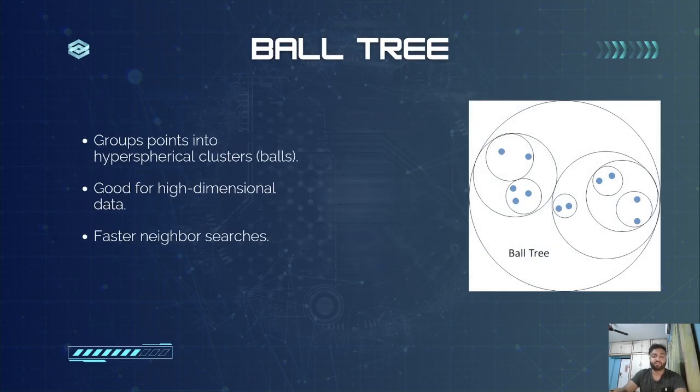Now, instead of splitting the feature space along dimensions, a ball tree groups nearby points into hyperspherical clusters called balls. Each node of the tree represents a ball that encloses a subset of points. When searching for neighbors, we can quickly eliminate entire balls that are too far away. Ball trees are often preferred over KD trees when the number of dimensions is high, as they handle the curse of dimensionality better. In both cases, these clever structures make KNN a lot more scalable and efficient.